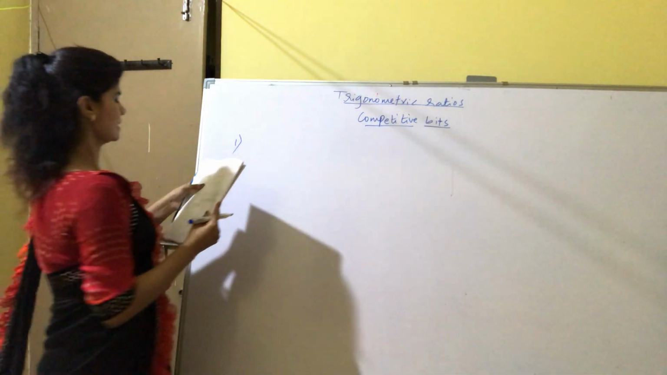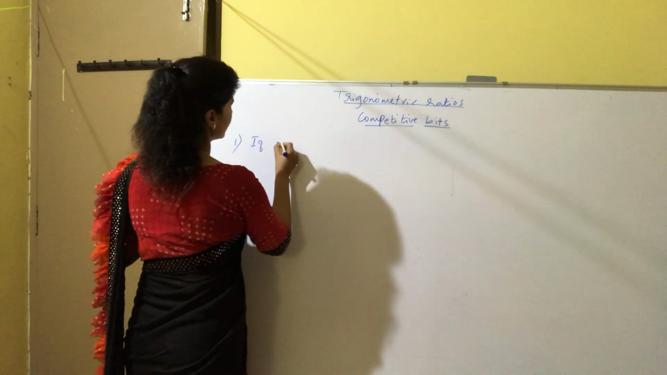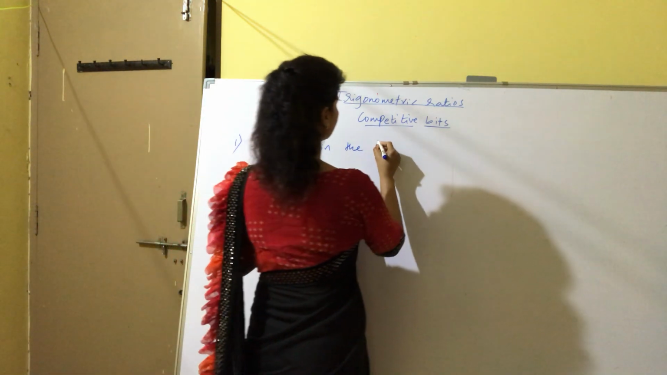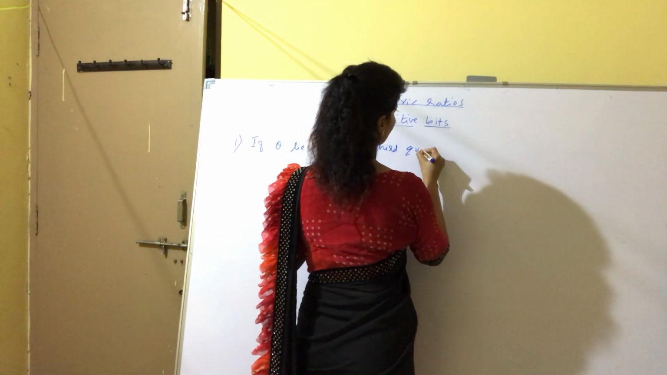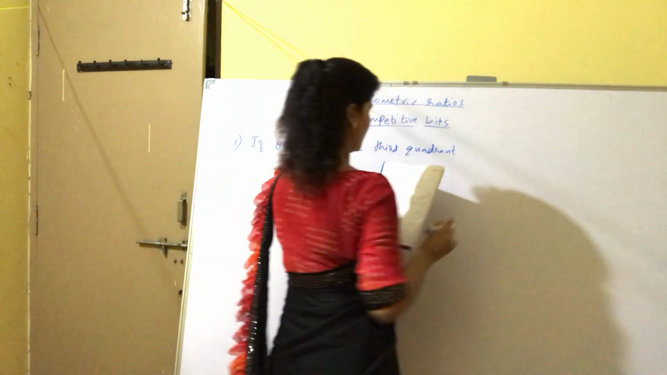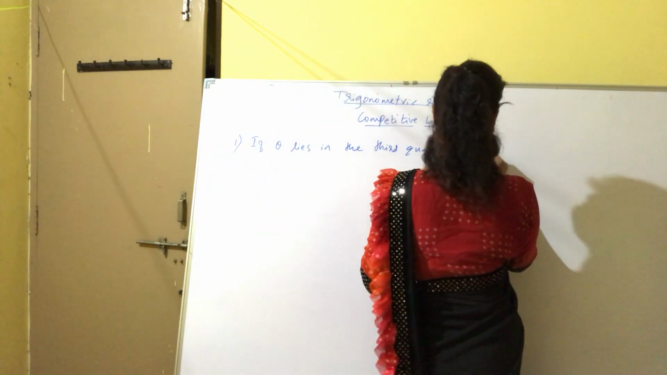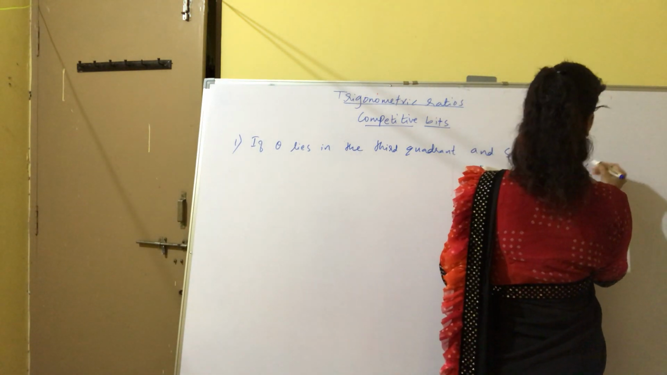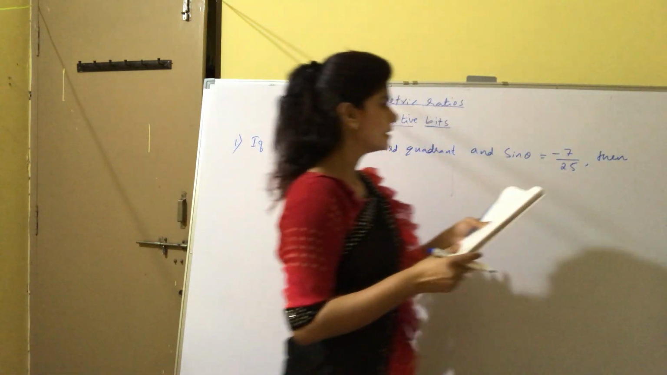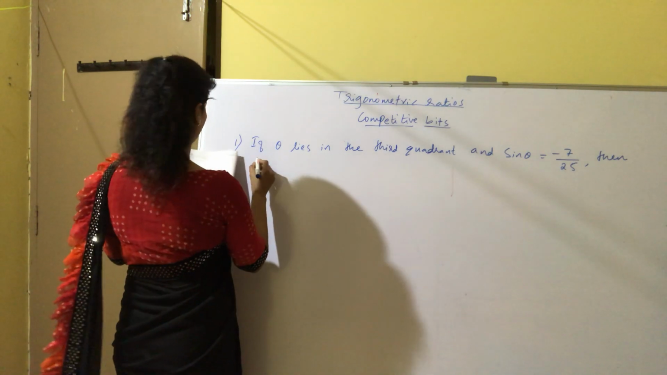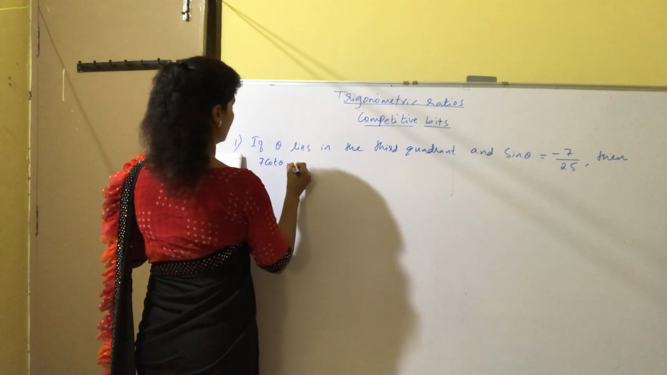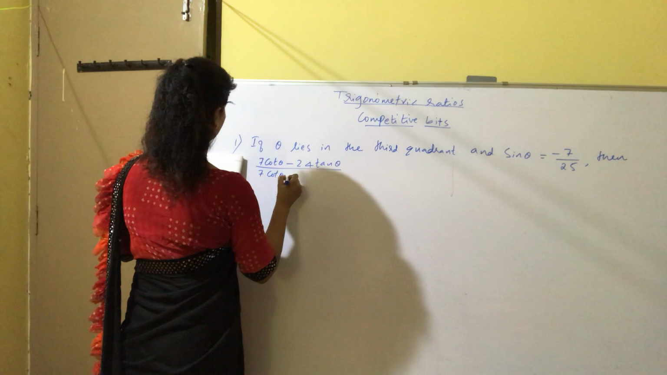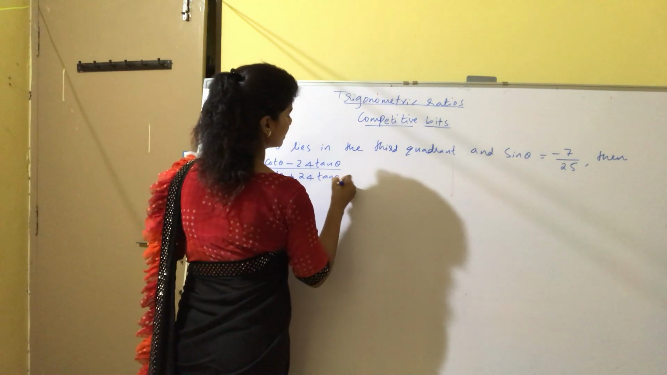If theta lies in the third quadrant, and sine theta is given by -7/25, then find the value of (7 cot theta minus 24 tan theta) upon (7 cot theta plus 24 tan theta). Find the value of this.